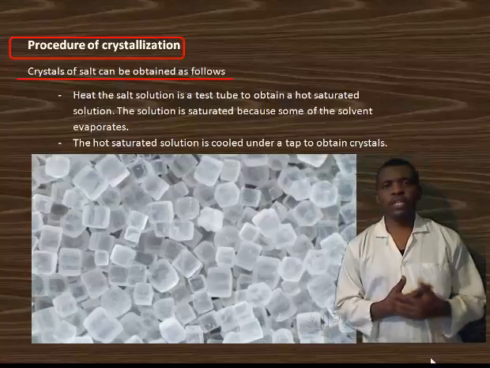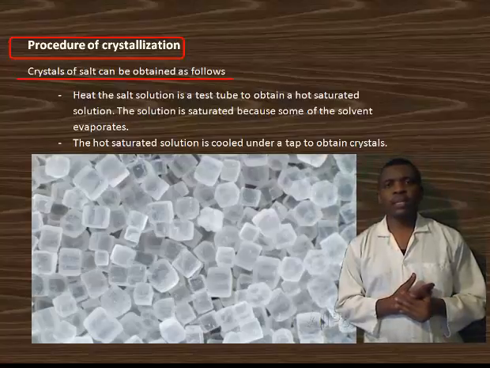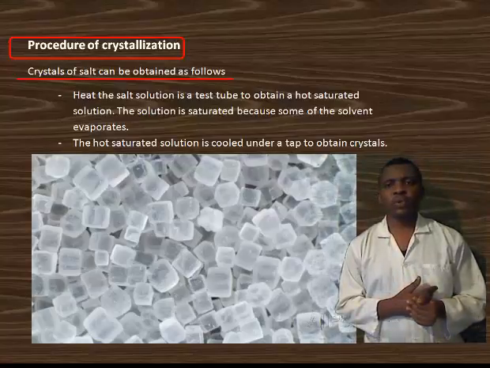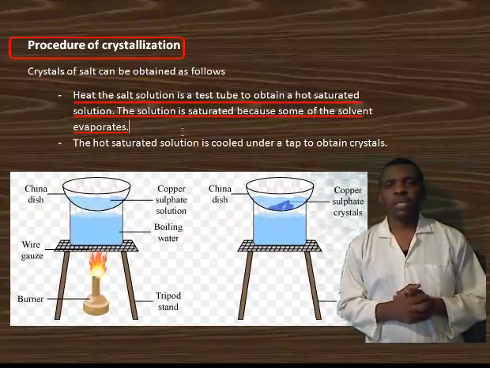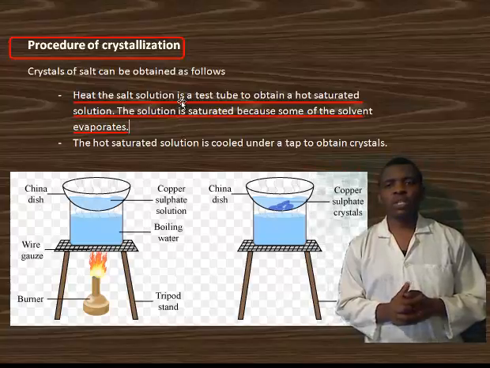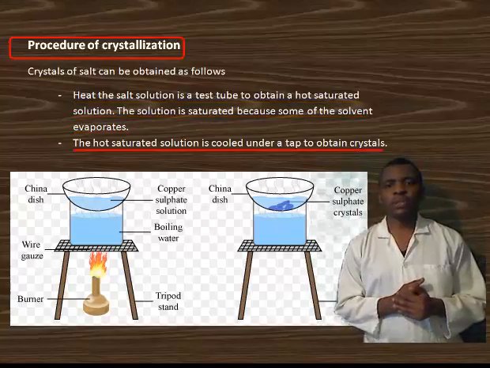Procedure of crystallization. Crystals of salt can be obtained as follows. Heat the salt solution in the test tube to obtain a hot saturated solution. The solution is saturated because some of the solvent evaporates. The hot saturated solution is cooled under a tap to obtain crystals.